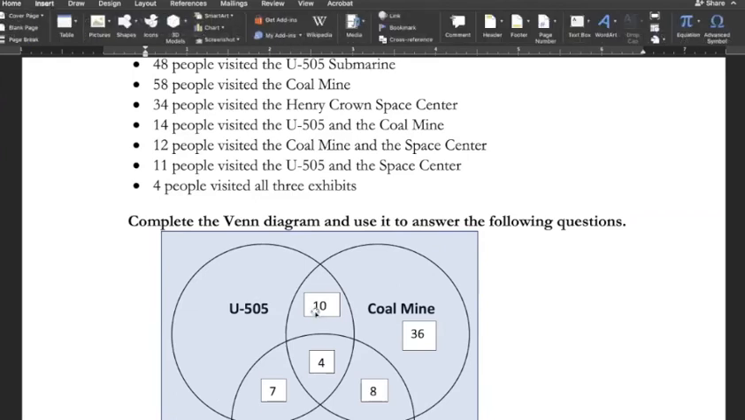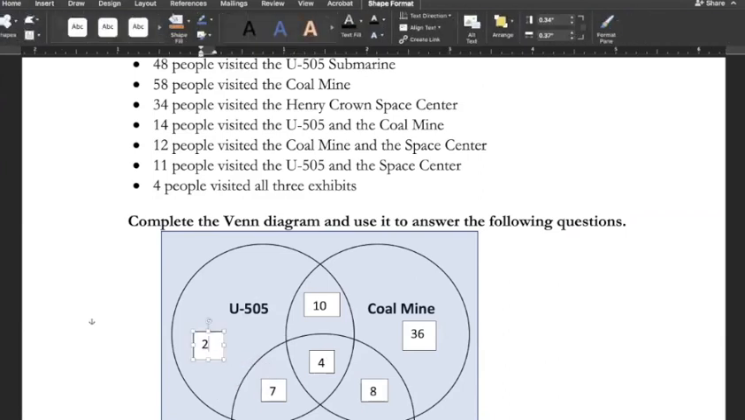We've counted, let's see, 10 and 4 is 14 plus 7. We've counted 21 of them. So that means that if 48 people visited the submarine and we've already counted 21 of them, there are 27 people that we haven't accounted for.